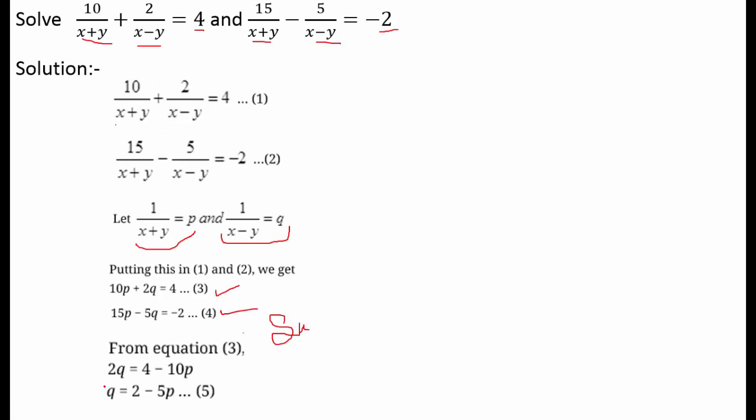Putting the value of p in equation number 5, which we obtain by converting the equation to one variable, that is q equals 2 minus 5p. This is the value of q.